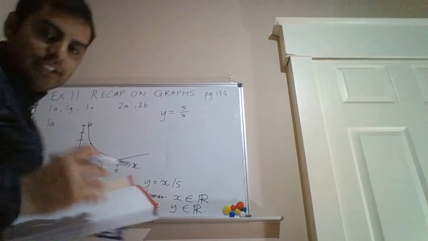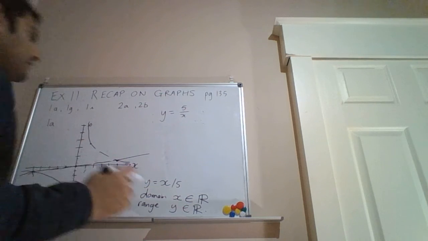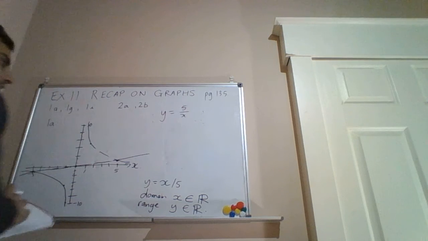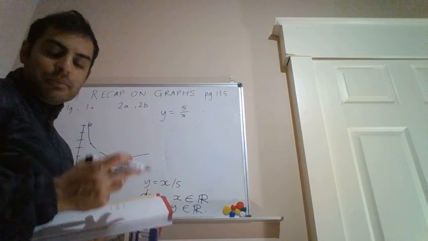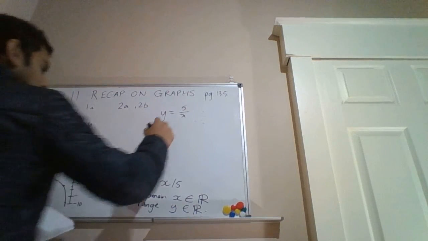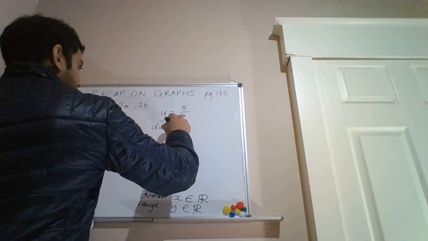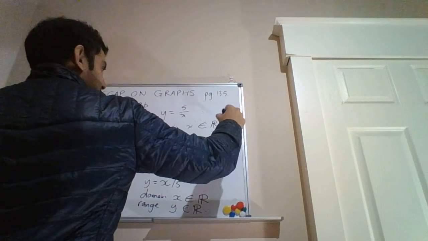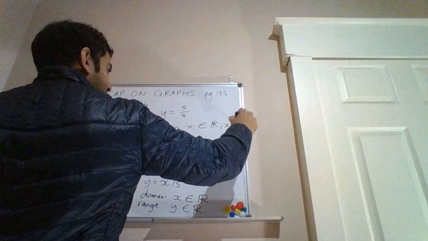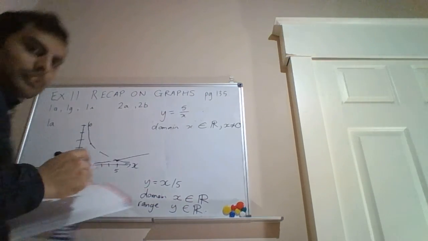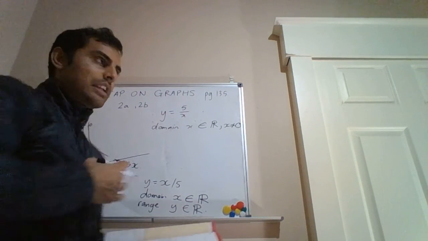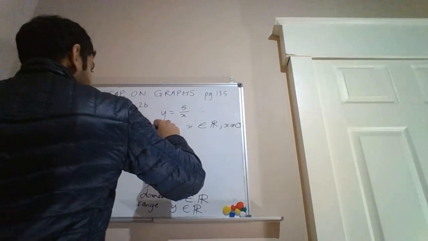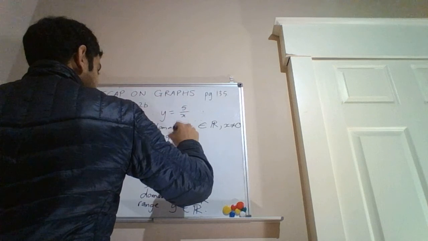Okay, so the domain is all the x values that this graph can take. So the only value we can't have for x is 0, because we can't divide by 0. So our domain is x is any real number, and x cannot be 0. Okay, so that specifies everything except for 0. Okay, let's see what the range is going to be.